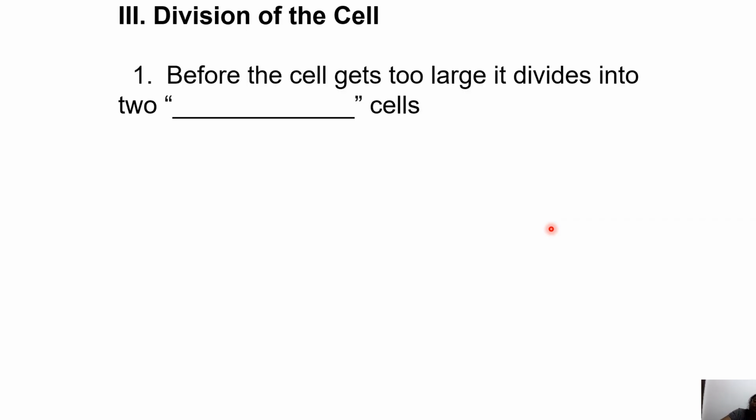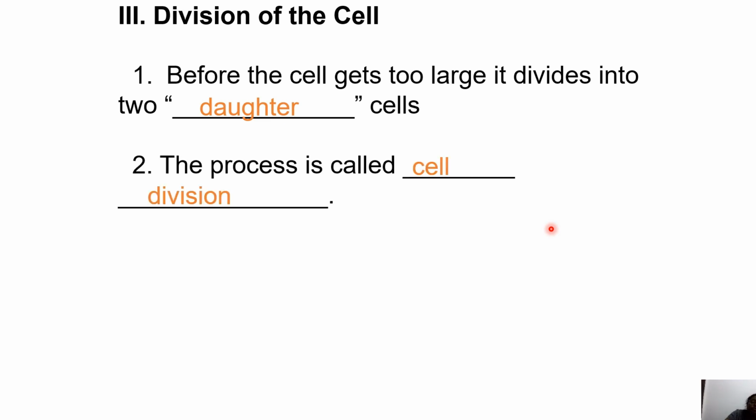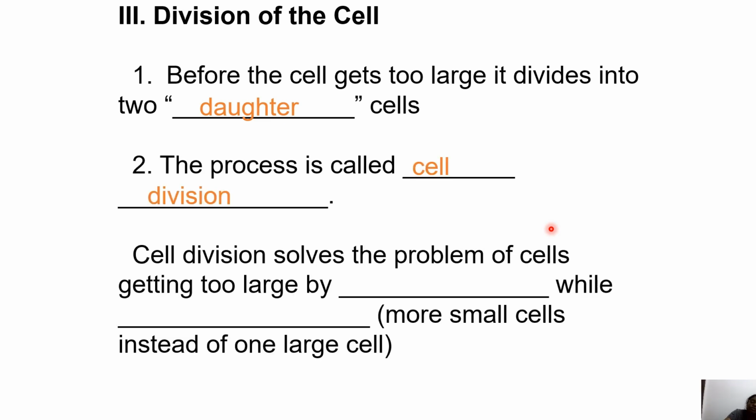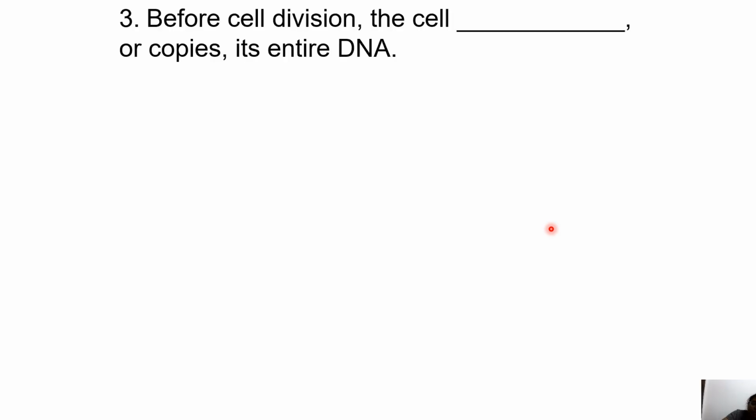So what is the division of the cell? Before the cell gets too large, it divides into two daughter cells, and this process is called cell division. So cell division solves the problem of cells getting too large by increasing surface area while reducing volume, because more small cells instead of one large cell is still less volume and more surface area, right?